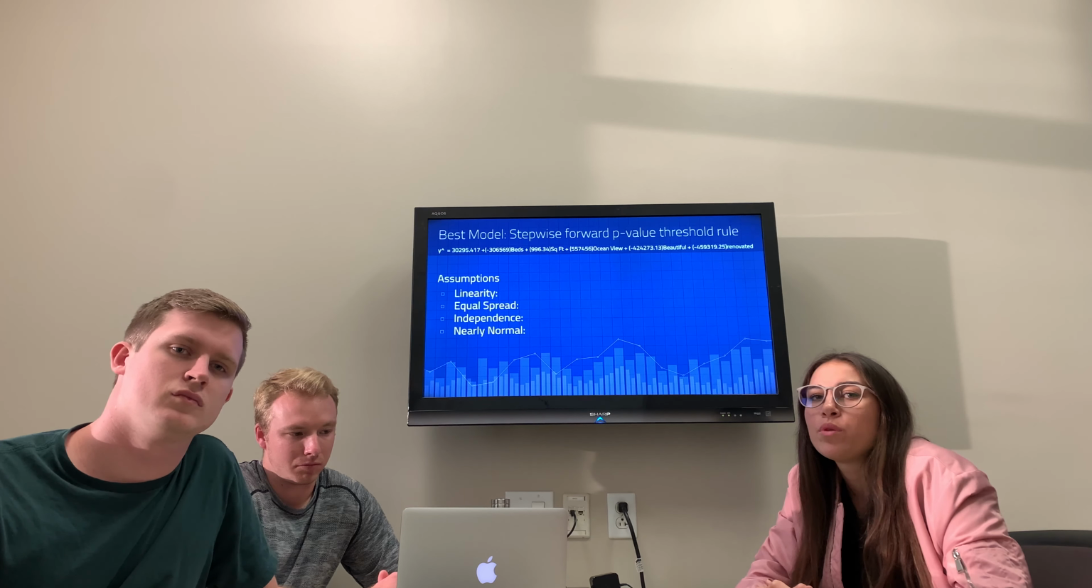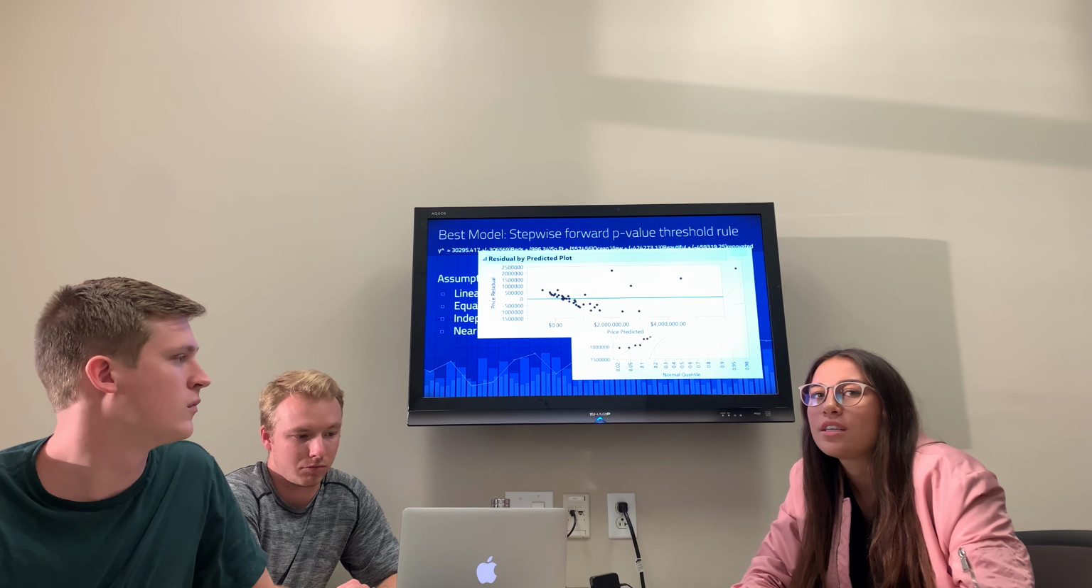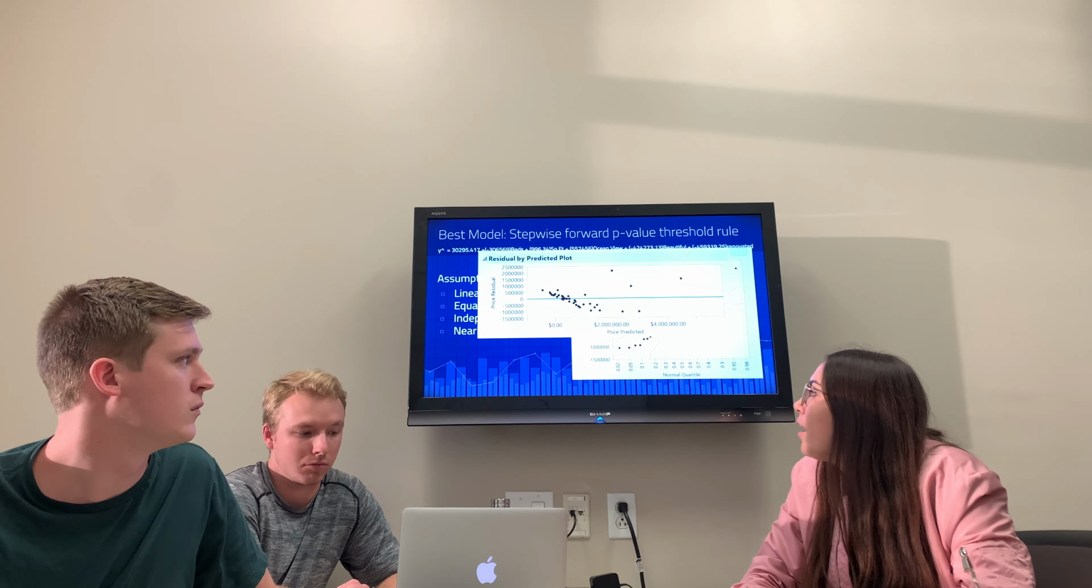And then we went through and we tested our assumptions. So for linearity, we see a slight S shape here. For equal spread, we unfortunately see a little bit of fanning. We do have independence since all of the data points were randomly pulled from Realtor.com. And then in regards to our nearly normal, we concluded that it is right skewed. However, because we have over 30 points in our sample, we still can conclude that it is nearly normal, and it goes through with that assumption.